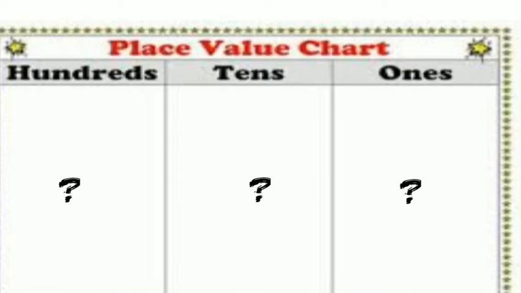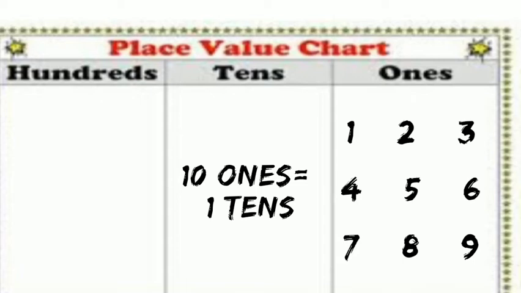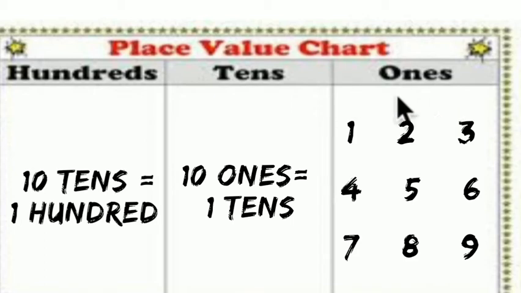In ones place, single digit numbers will come, as we have seen with single blocks like 1, 2, 3, 4, 5, 6, 7, 8, 9. Up to 9 we have single blocks. If we consider the 10th block, then it will become 10 ones, that is equal to 1 tens. So 10 ones is equal to 1 tens, which means it is carried over to tens place. In tens place, if we get 10 blocks, then that is equal to 100.